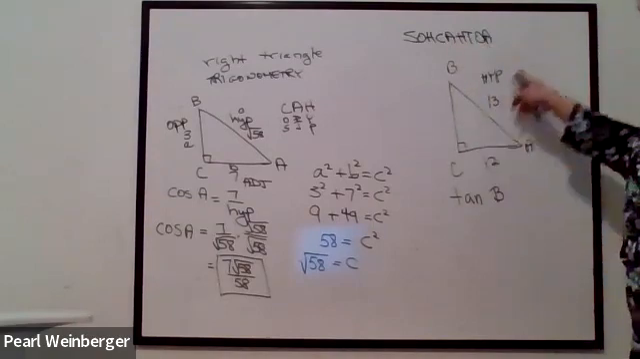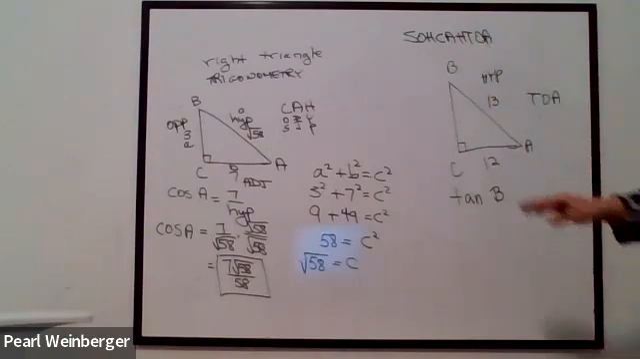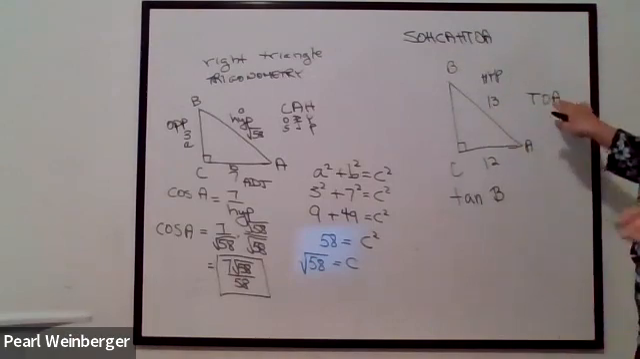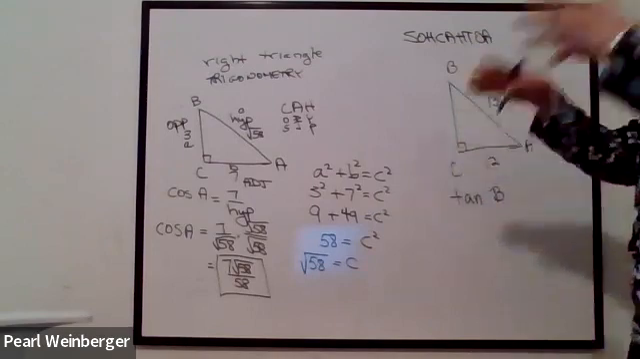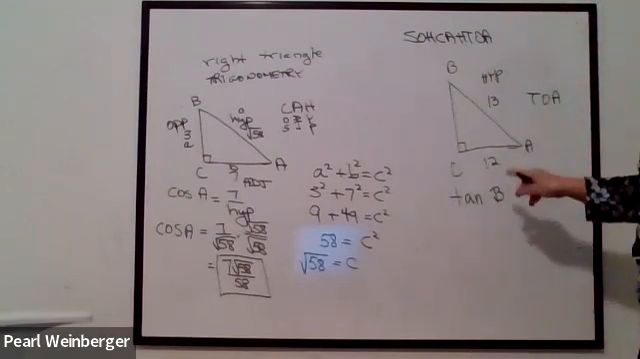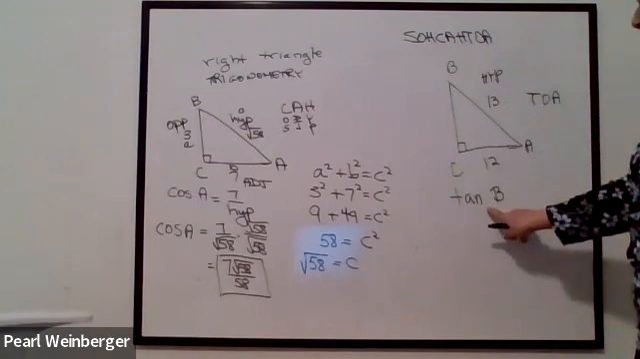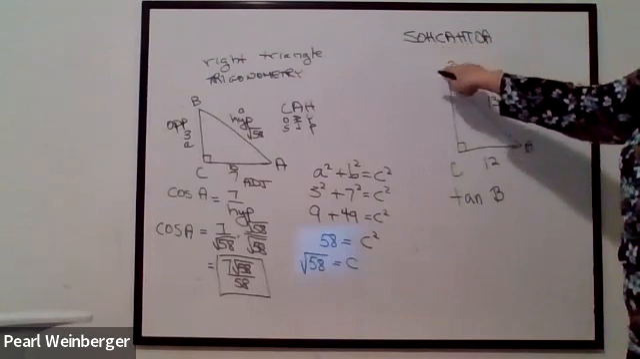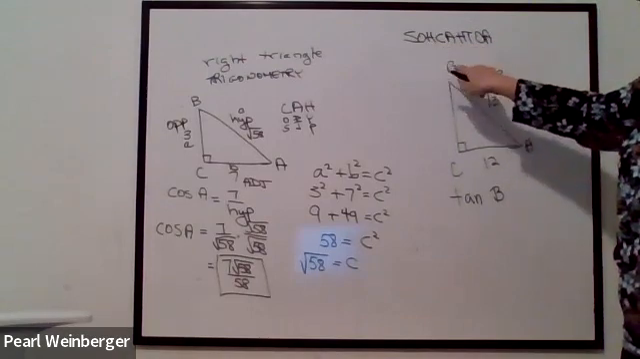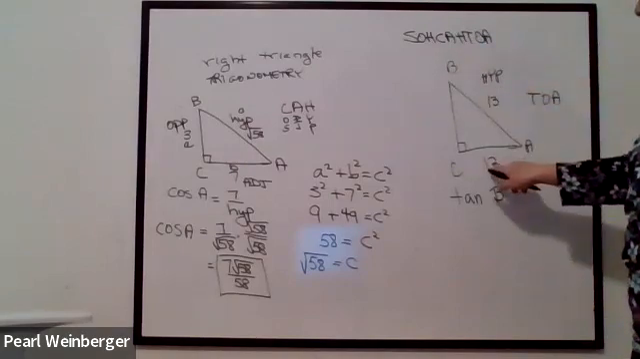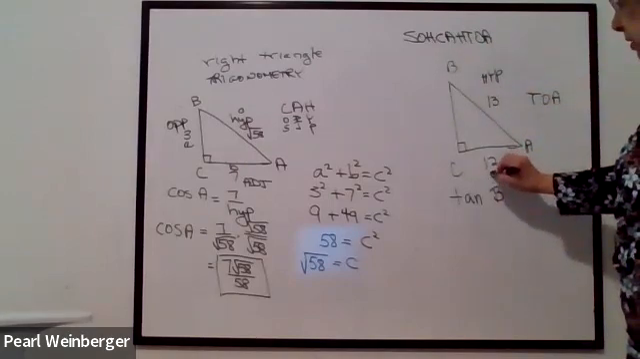It's the one that's right across from the right angle. This is your hypotenuse. It doesn't matter whether you're doing tangent B or tangent A, the hypotenuse always stays the hypotenuse. But now I was asked for tangent B, so I have to look at everything from the perspective of angle B. So if I look at it, the opposite side to B is this.